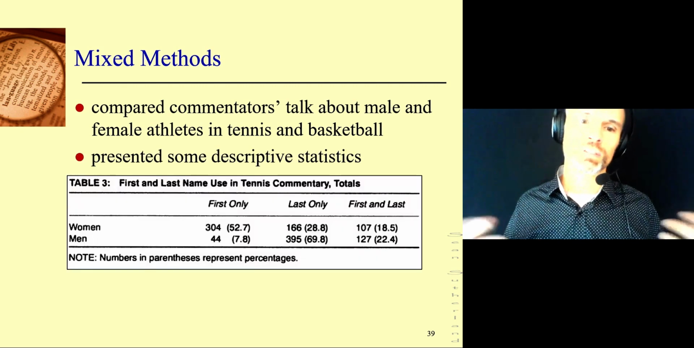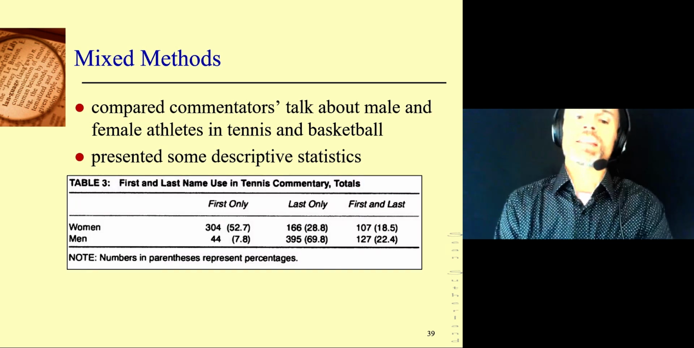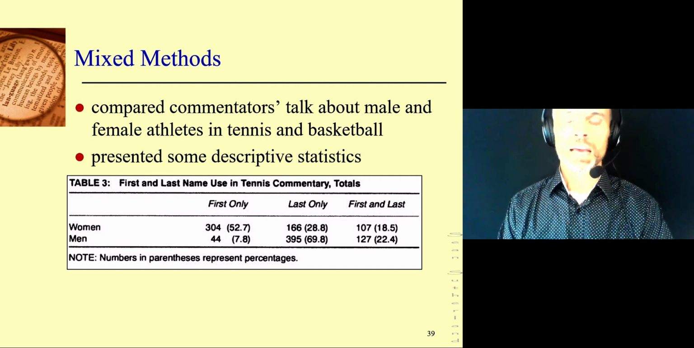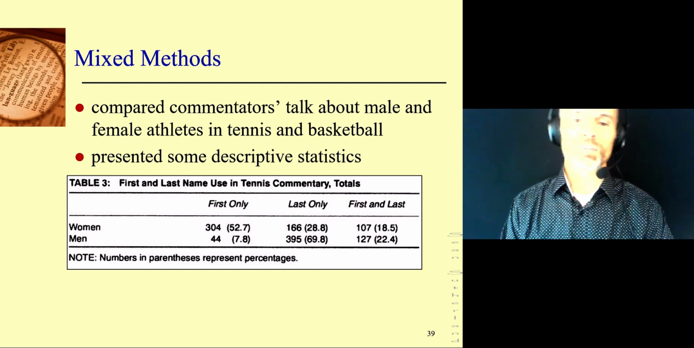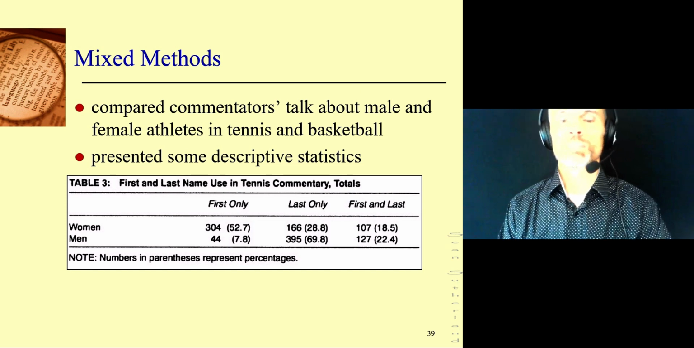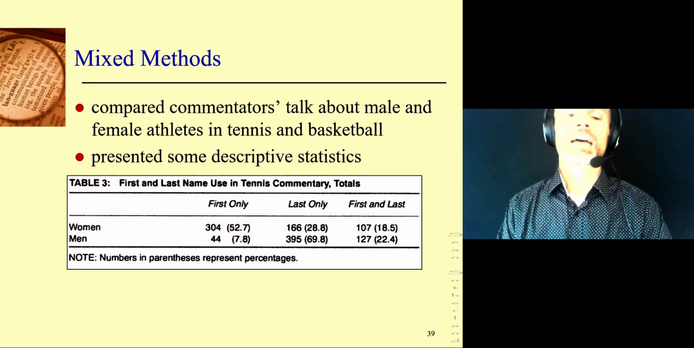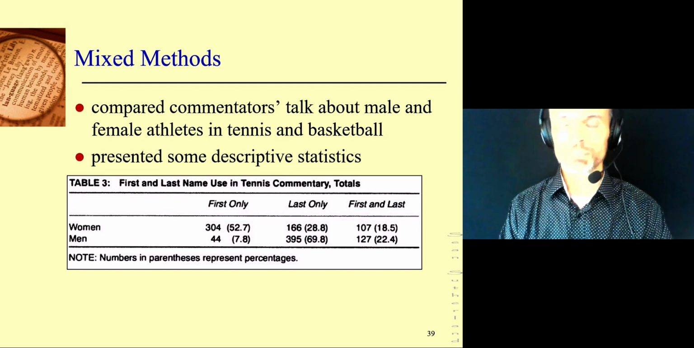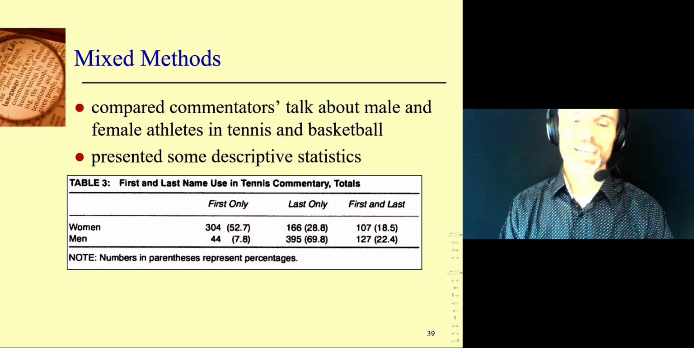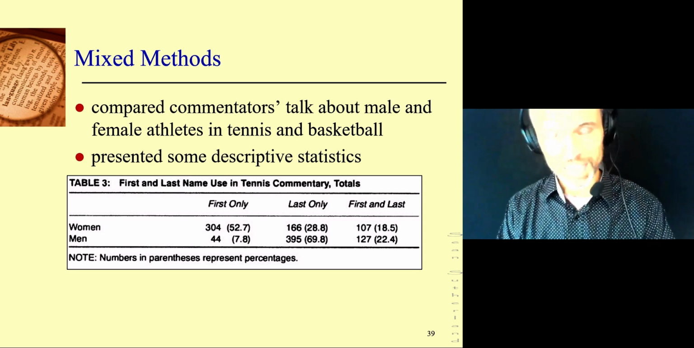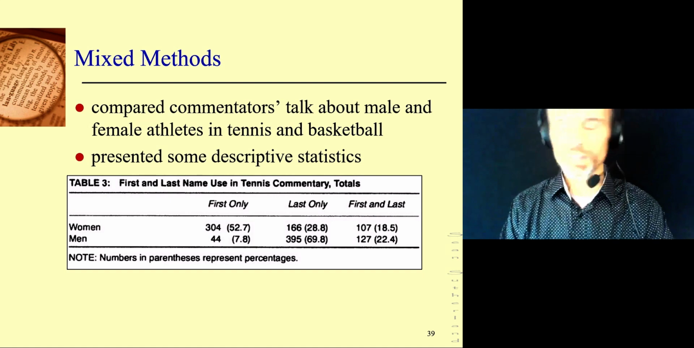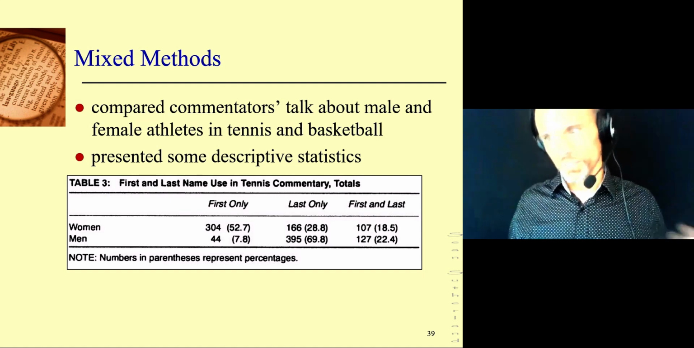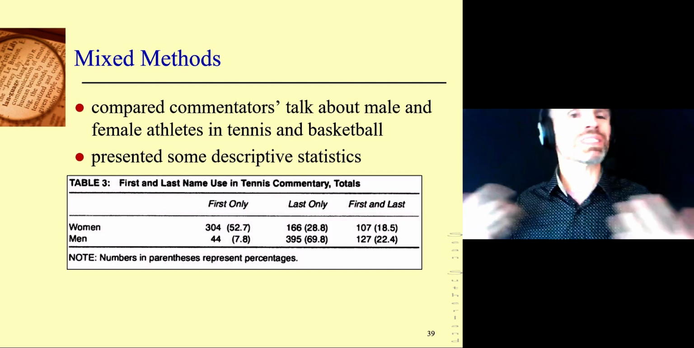They produced some descriptive statistics like this. They noticed that the women were often referred to by their first name. As you see, 52.7% of the time women were referred to by their first name. Men, only 7.8% of the time were referred to by their first name, right? So the athletes, they were calling them different things depending on whether they were male or female. There was a correlation to whether you were referred to as, in my case, it would be, am I referred to as Sean or Sutherland, right?